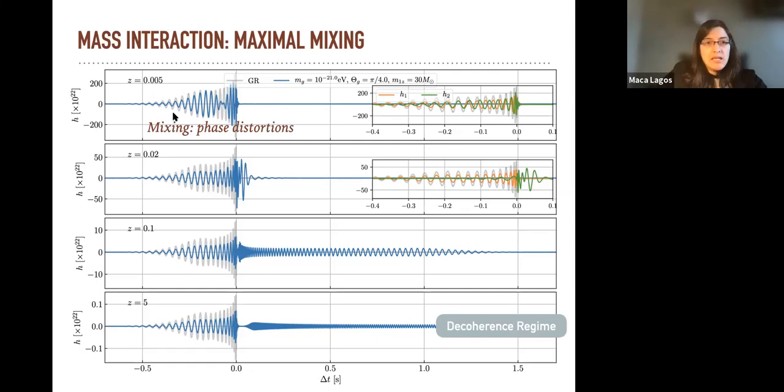So I do want to emphasize again that here you don't get just an overall modulation of the amplitude, you do get phase distortions. And the reason why I want to emphasize this is because there have been some previous papers ignoring these phase distortions and just saying that there's only an amplitude change, but that is actually not the case. And phase distortions are really important because generally we can measure better, like more precisely, deviations in the phase of general relativity compared to the amplitude.